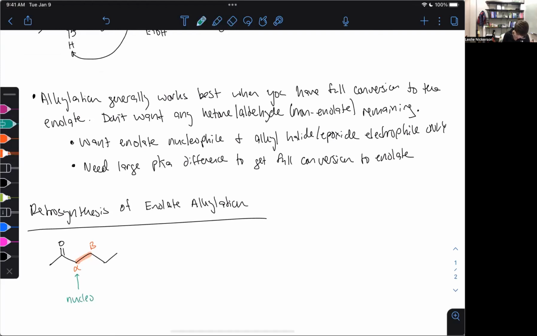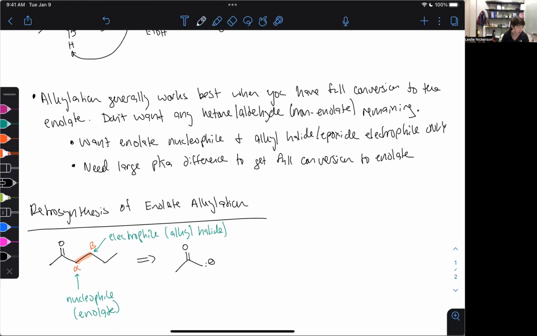nucleophile, and that's your enolate. And then this side is going to be your electrophile, and that's going to be your alkyl halide. Okay, so if we break this apart retrosynthetically, we're looking at this enolate, which is just the enolate of acetone in this case. And then we're going to have an alkyl halide.